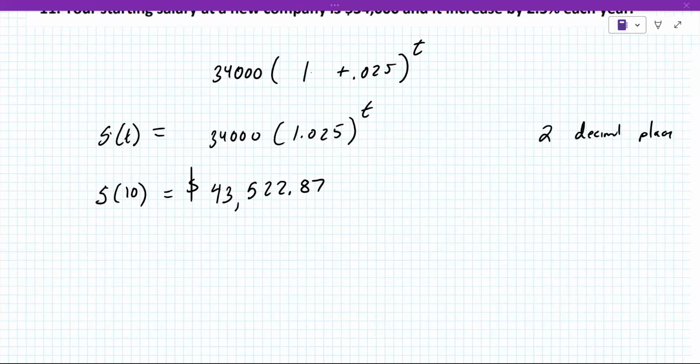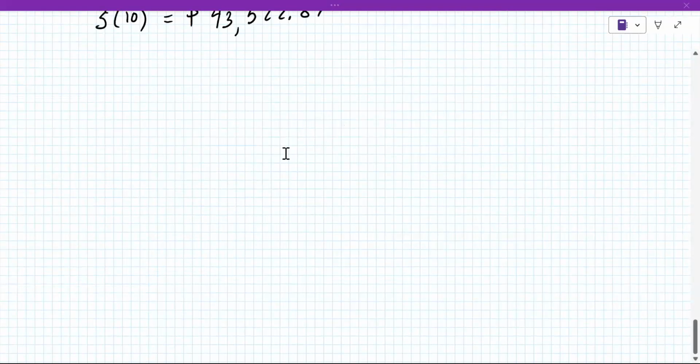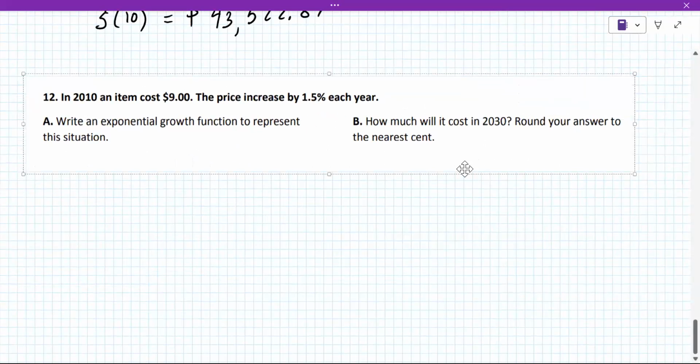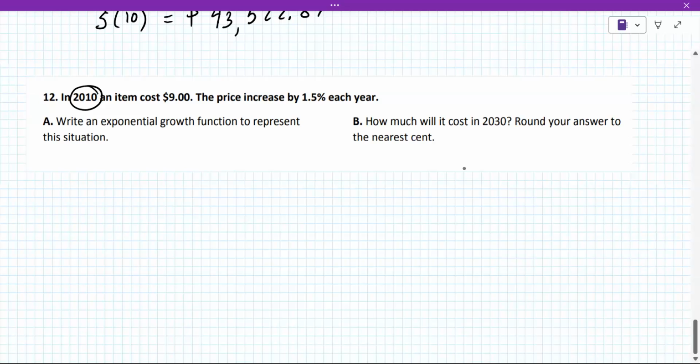Okay, so a new problem here. We're going to look at some problems here where they're going to introduce a year in them. So we'll take a look at this. All right, in 2010, an item cost $9. I'm trying to think of something that cost $9 back then, but it says the price increases 1.5% each year. All right, so don't worry about the fact that it's 2010. Just treat that as what's called the base year, but you don't have to do anything with that. I want you to first write the function for me, or to give me the function verbally for this.